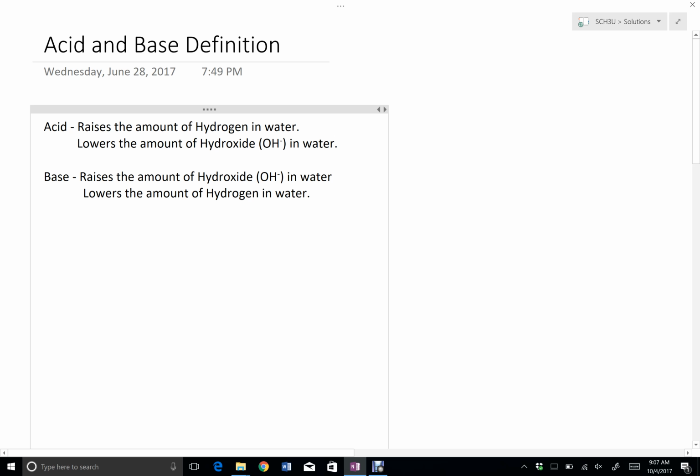Okay, in this video I'm going to be talking about a basic definition of acids and bases, and then I'm going to go to a slightly better definition of acids and bases that was introduced by Bronsted and Lowry. So the most basic idea here is an acid is something that raises the amount of hydrogen in water.